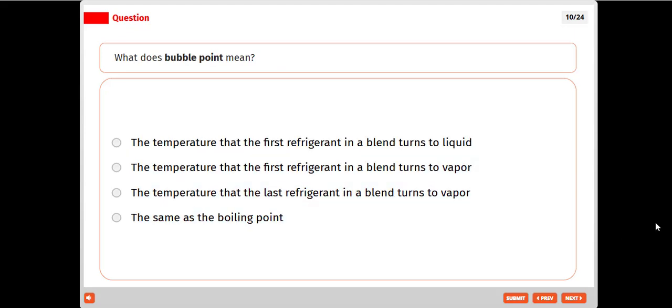What does the bubble point mean? The temperature at which the first refrigerant in a blend turns to liquid. The temperature at which the first refrigerant in a blend turns to vapor.